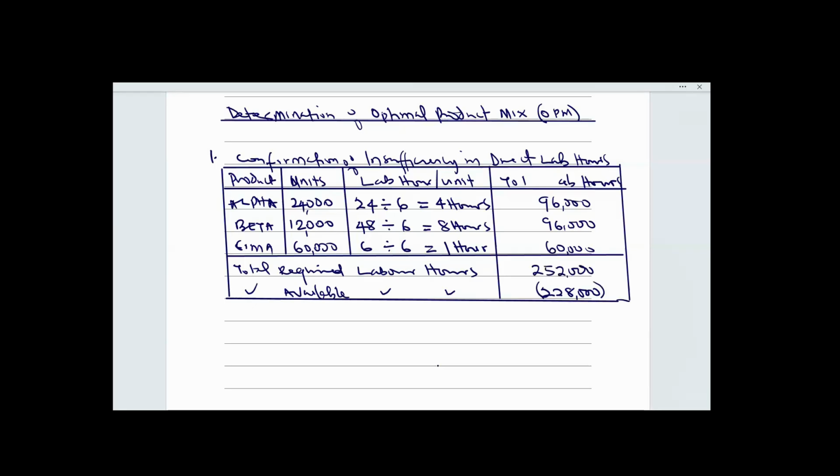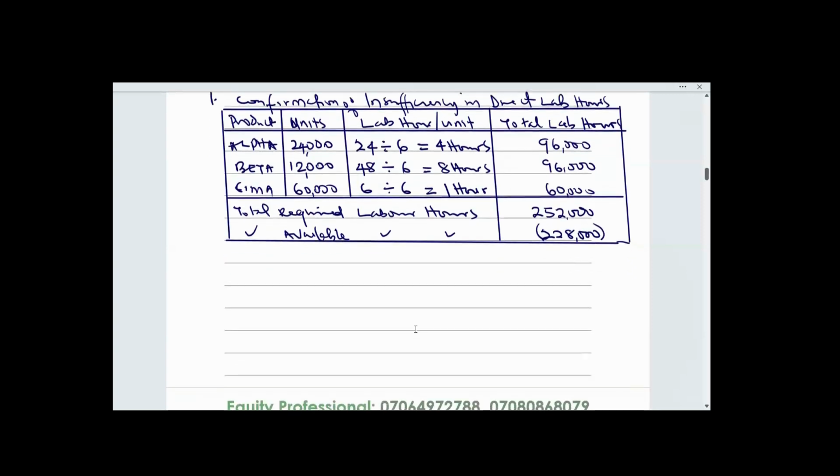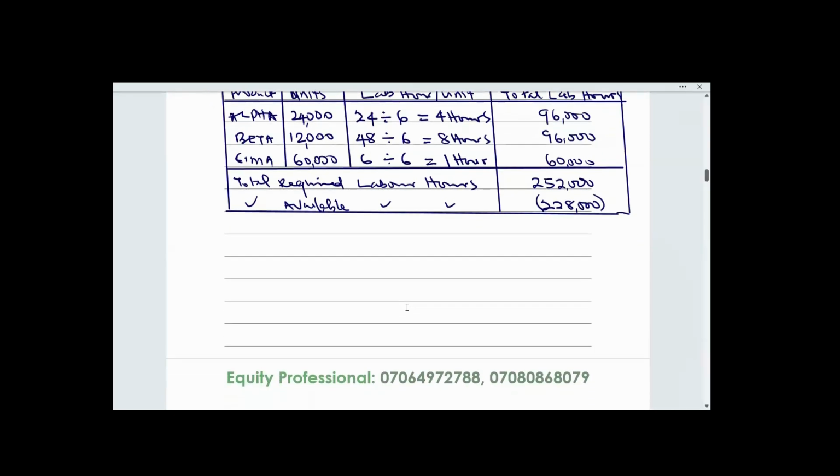So, for this company to be able to maximize contribution towards profits, 252,000 direct labor hours are required. But the company is facing challenges. The company only has 228,000 direct labor hours. Therefore, your plan would then be to allocate the limited resources that you have.